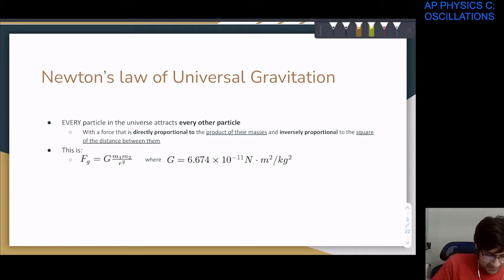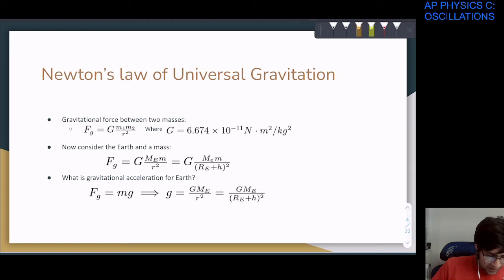And more precisely, F sub g, so this is the force due to gravity, is equal to some constant, we'll call it G, times m1 times m2 divided by r squared. So you see that the product of the masses is over here, and the square of the distance between them is down here, r squared. And we get that G is equal to this number, 6.67 times 10 to the negative 11th Newton meter squared per kilogram squared. And this is something that you can measure by experimentation, and there's a variety of ways to come up with this constant.